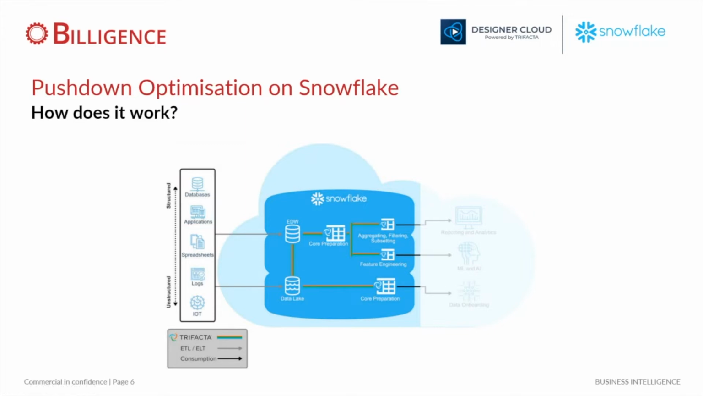Here, the important thing to note is that using Designer Cloud's push-down optimization functions, the data does not actually leave Snowflake. Instead, when we are transforming the data in Designer Cloud, we will only take a small sample of the data and then convert the transformation logic into SQL code. This SQL code will then be executed directly in Snowflake, resulting in a secure solution where the data does not leave the database, while also taking advantage of the computing power of Snowflake warehouses. Finally, the data is now ready to be consumed downstream for processes such as reporting and analytics, machine learning and artificial intelligence, or data onboarding.